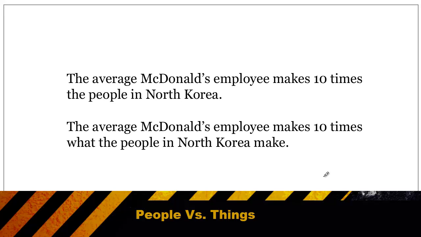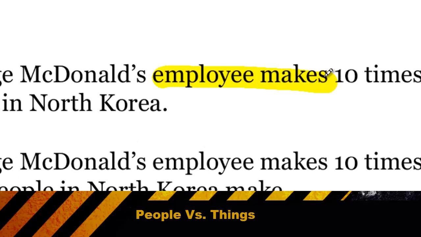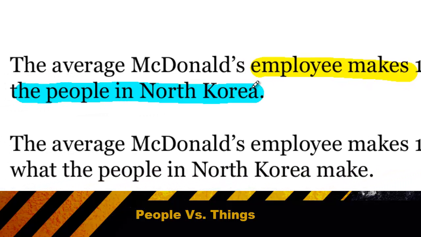Sometimes comparisons are a little less obvious, but you still have to make sure that what you're comparing is logical and makes sense. In this top example, we're comparing what the average employee at McDonald's makes, meaning we're talking about his hourly wage or his money. And the sentence says that the money he makes is 10 times the people in North Korea. So it's accidentally comparing money to people. And you want to make sure you're comparing either money to money or people to people.